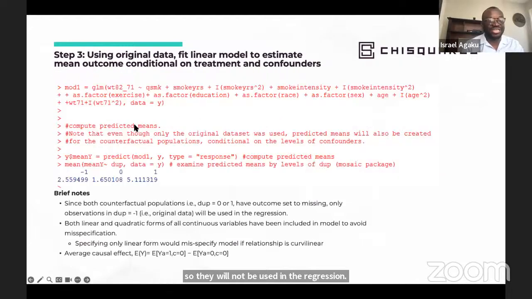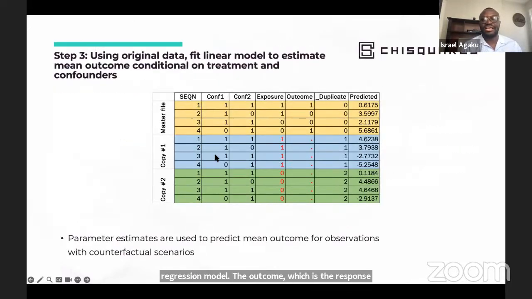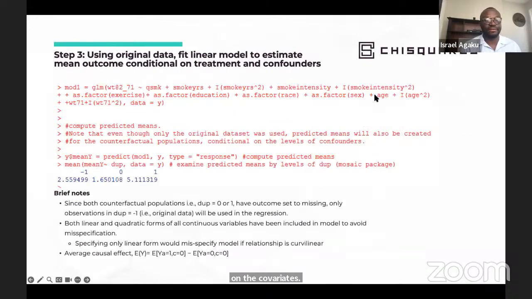So after fitting my regression, next, I will now generate predicted means, the predicted values of the outcome conditional on the covariates. So that's why I'm saying, give me a column called mean Y and calculate it by predicting the value of y from the regression model, the outcome, which is the response. So I'm saying give me this new column here by predicting the outcome that we would have observed based on the covariates. So that is where I get all of these numbers from, right?